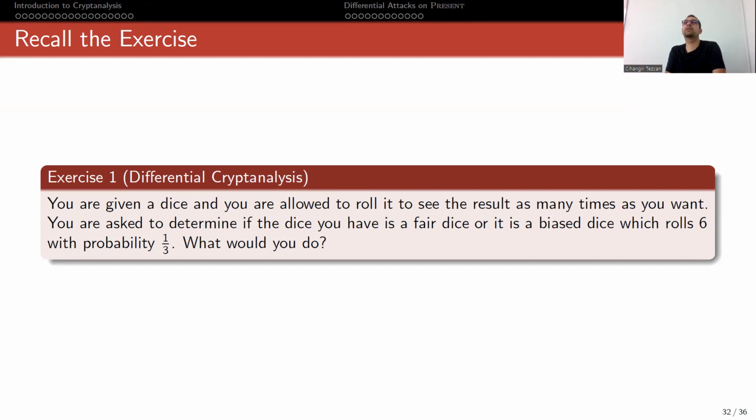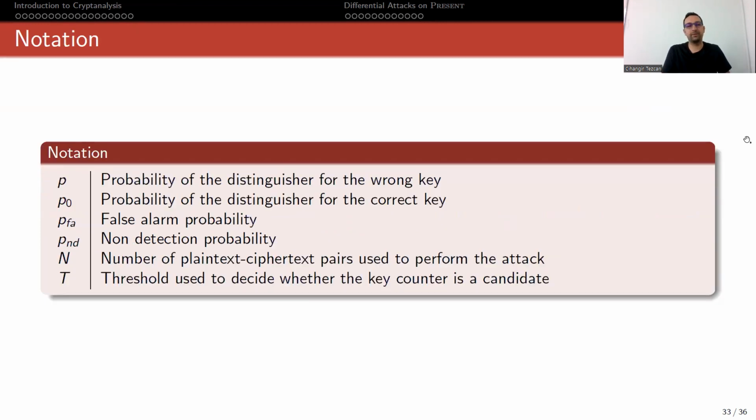So if it is close to 1/3, you will say that this looks like a biased dice. But if it is close to 1/6, you will say that it looks like a fair dice. But the question is how many times you should roll this dice so that you will be confident that it is really fair or biased, right? So this leads us to some definitions. Here I will use some notation.